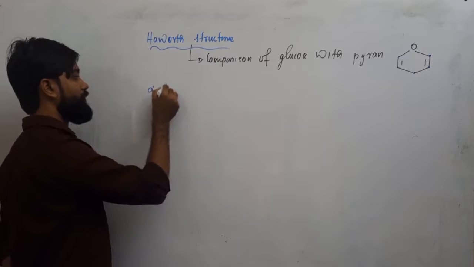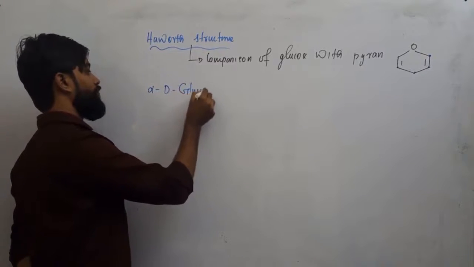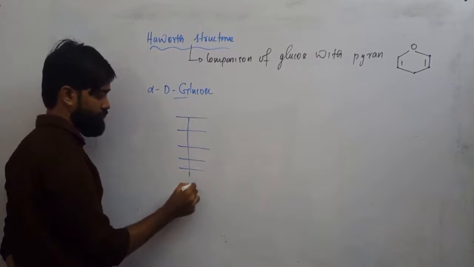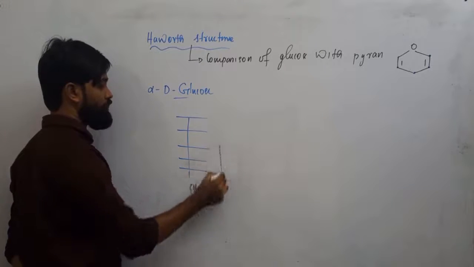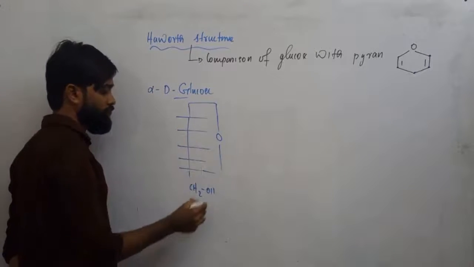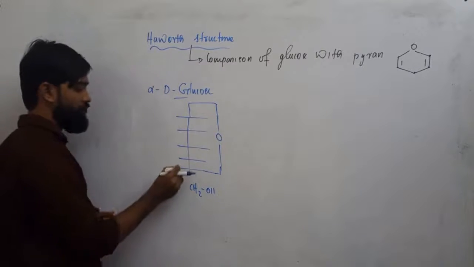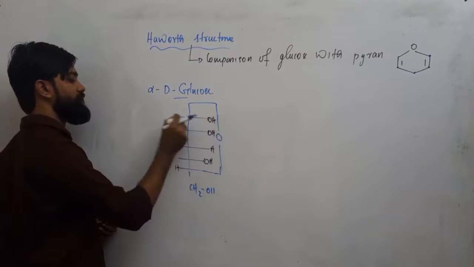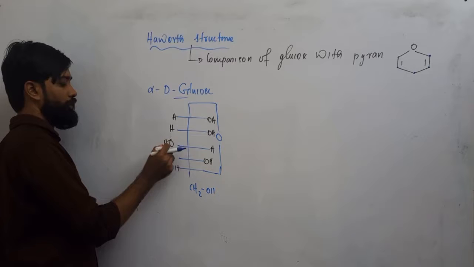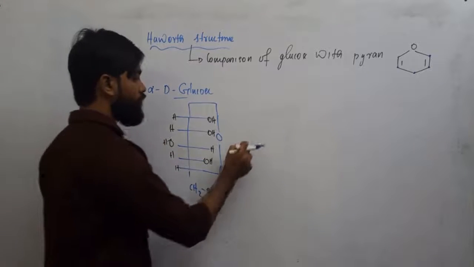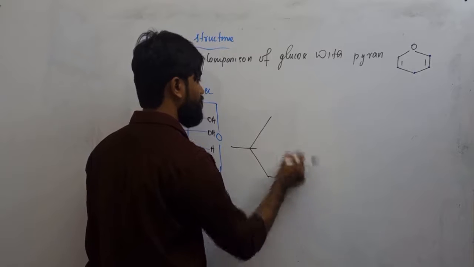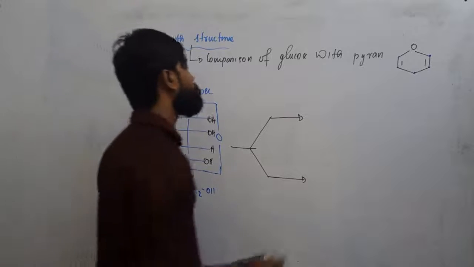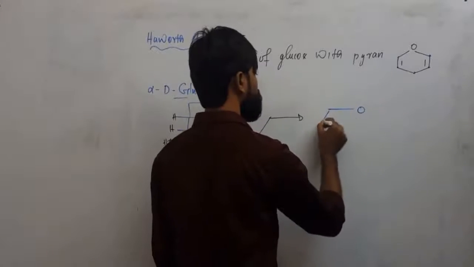And we know alpha D glucose. Your alpha D glucose is something like this. This is connected to the first one, right? Here is the hydrogen, here is the OH, here is the H, here is the OH, here is the OH. Since it is alpha D glucose: H, OH, H. So this is alpha D glucose. How can we draw the structure of alpha D glucose in comparison with pyran? You can draw the structure like this.